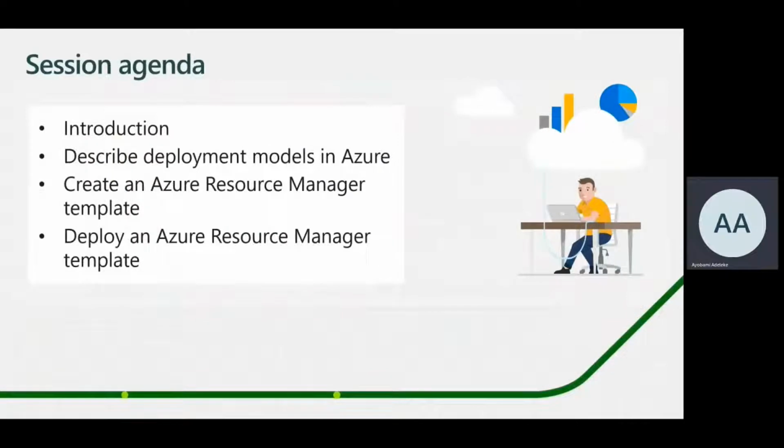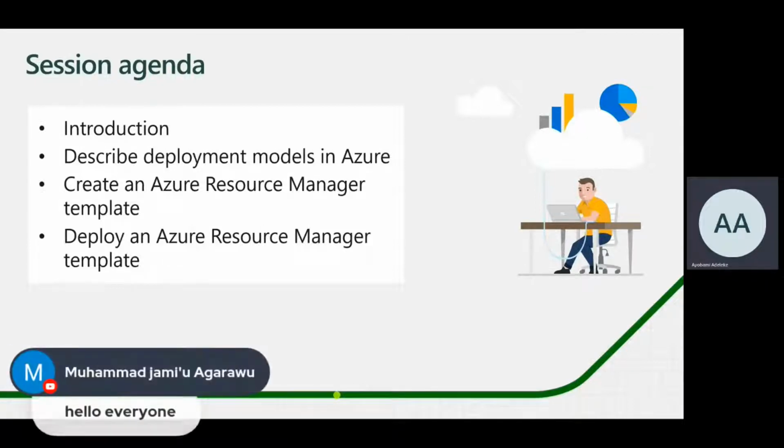Okay, so to the agenda of the day. In this session, I'll just walk us through a quick introduction of what we want to achieve. What is this session all about? We also look at describing the deployment models in Azure. We also look at how you create an Azure Resource Manager template, the ARM templates that we use to automate deployment of resources on the Azure portal. How do you create these templates? Then finally, we look at how to deploy the templates after they have been created.